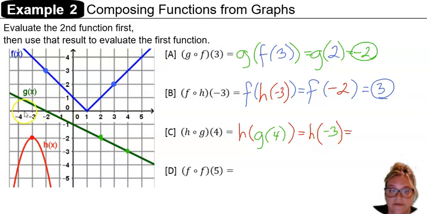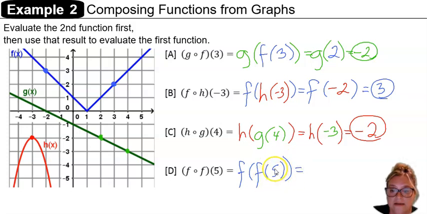And we're going to use that negative 3 then as the starting place for h. So we're going to start at negative 3, come down to our h function, and there's our output of negative 2. Okay, then finally we have f composed with itself at 5, and that's going to be f of 5.